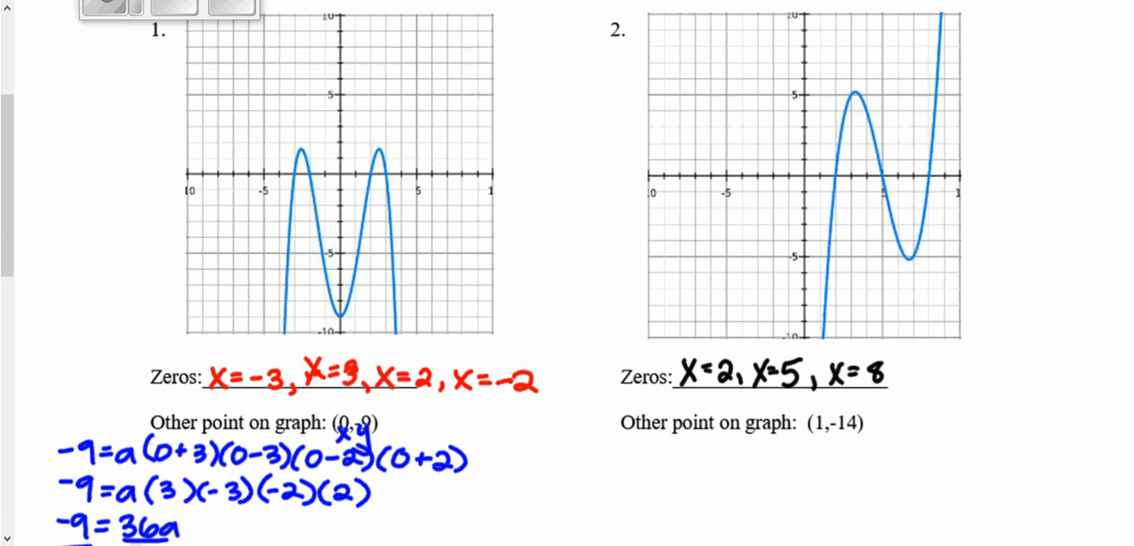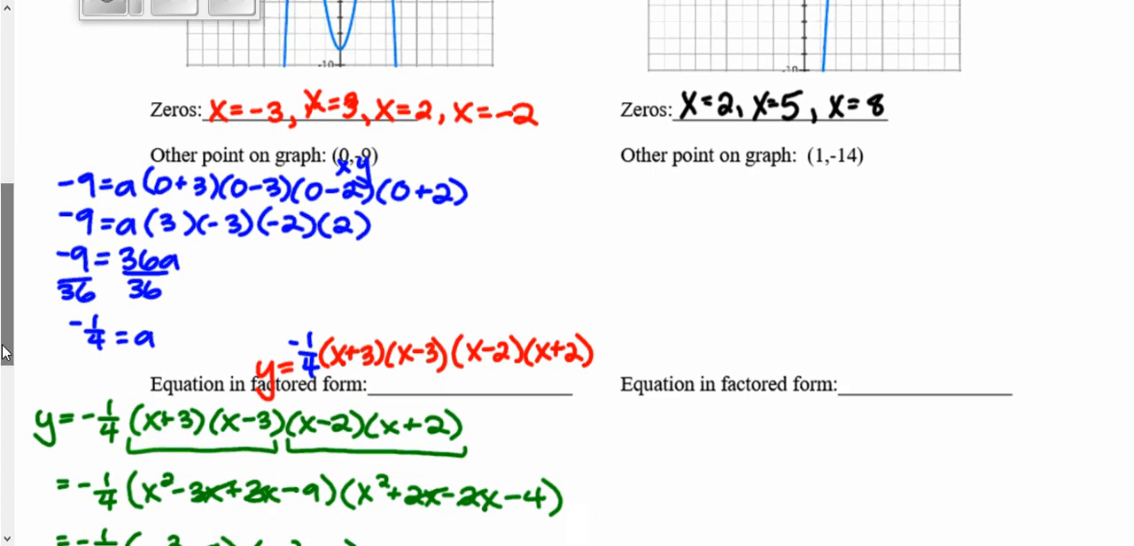Okay, so once you're given the zeros, then you can actually go ahead and start writing your factored form. So it's going to be y equals something, we don't know what yet, I'm going to leave a space. Then switching the signs, x minus 2, x minus 5, and x minus 8. Okay, now we have to figure out what that something is. So in order to do that, we use this x and y value.